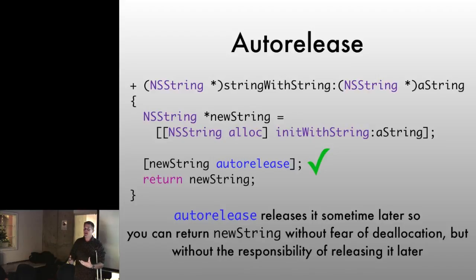This is the part that trips everybody up, and this is the part that I hated when I first learned Objective-C. Autorelease releases it sometime later. Super fuzzy term, not used a lot in computer science. So that you can return this string, and it won't have been deallocated ahead of time, but you're not responsible for releasing it later. You're giving up responsibility for releasing it to the autorelease pool.